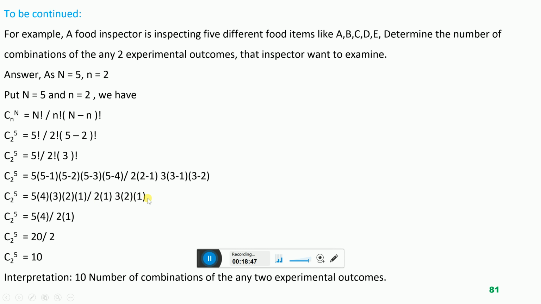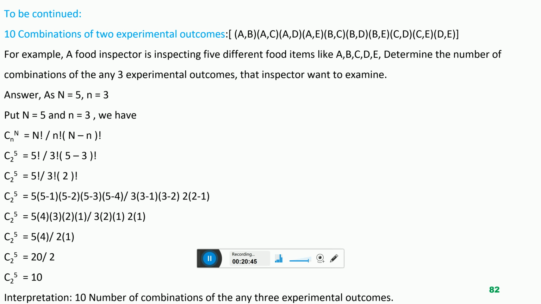So inspecting 5 food items by choosing a combination of any 2, how many outcomes in the combination of 2 items are possible? 10 outcomes are possible, as I write in here: A, B, A, C, A, D, A, E, B, C, B, D, B, E, C, D, C, E, D, E. These are all 10 combinations that are possible by choosing any 2 from the large set of 5 objects.